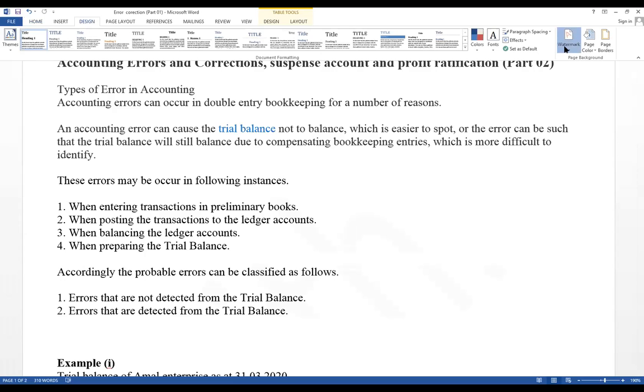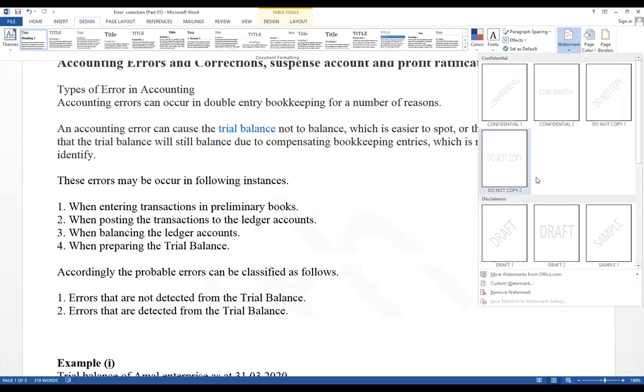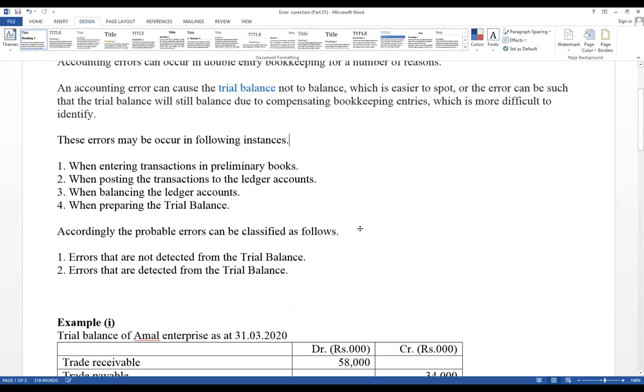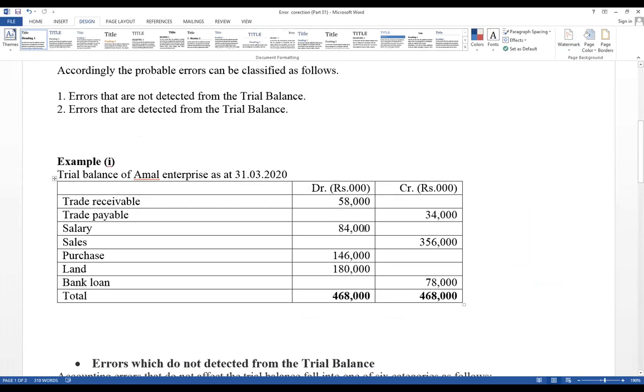Although the trial balance is equal, there may be some errors. And if the trial balance is not equal, definitely there are some errors. Therefore, think about suspense accounts. Sometimes we have to prepare suspense accounts, sometimes no need to prepare suspense accounts. Think about in which situation we have to prepare suspense accounts.